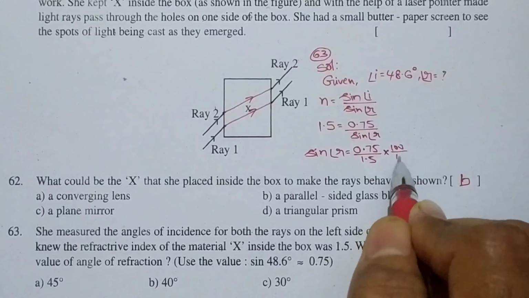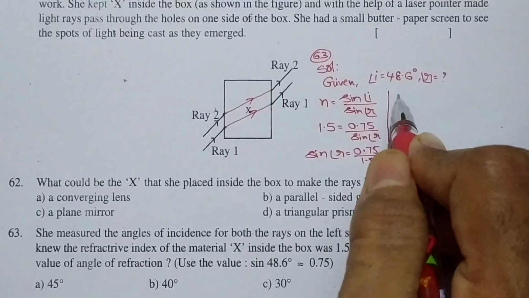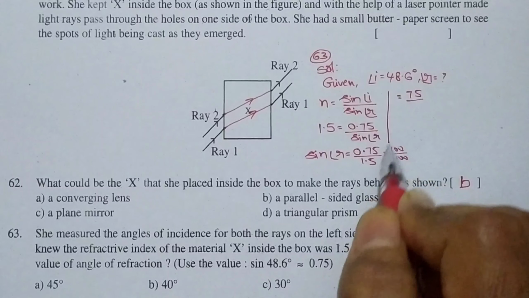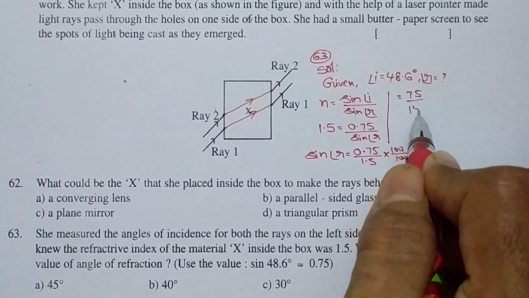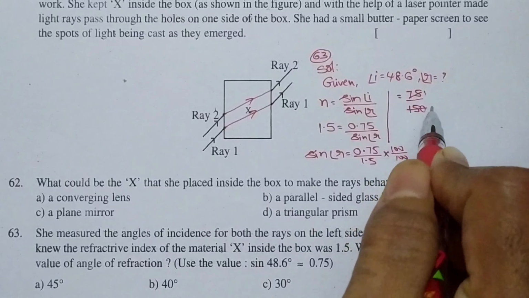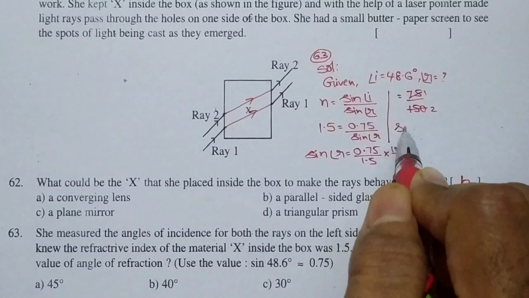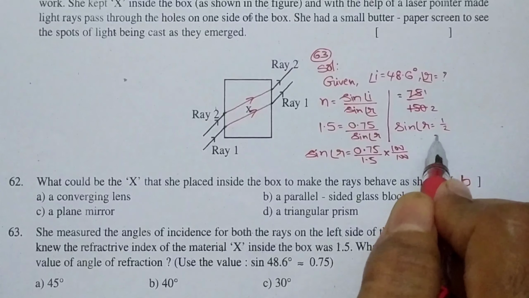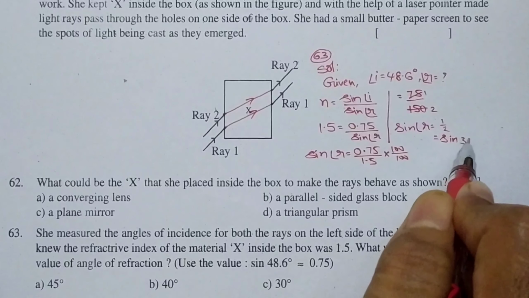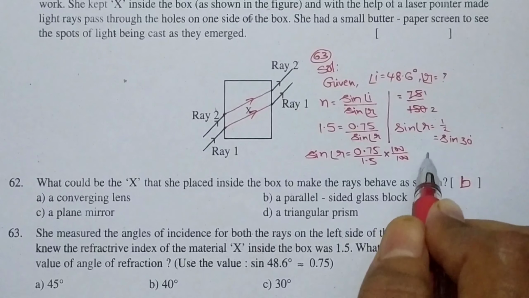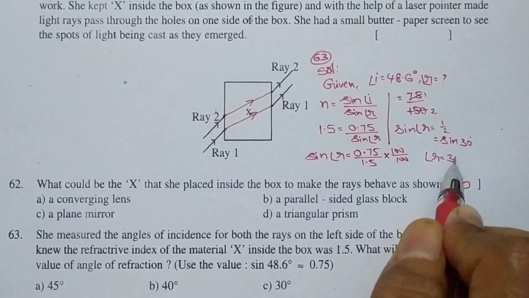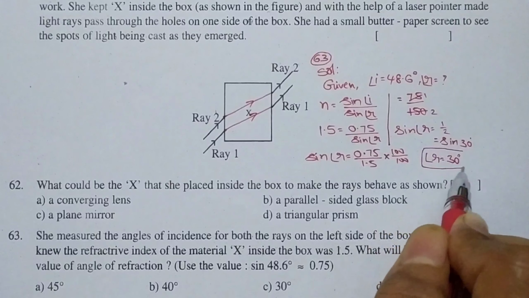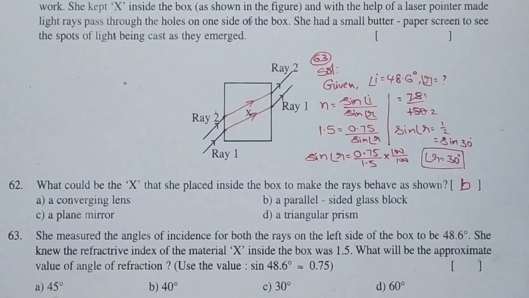So I am continuing here. 0.75 into 100 is 75, by 1.5 into 100 is 150. So this is 75 1 jar, 75 2 jar. So if you observe, sin R is 1 by 2. This 1 by 2 is nothing but sin 30 degrees. Clear? When we compare, angle R is 30 degrees. So the angle of refraction is 30 degrees. Let us see the options. Option C, 30 degrees, is the final answer. So this is option C.